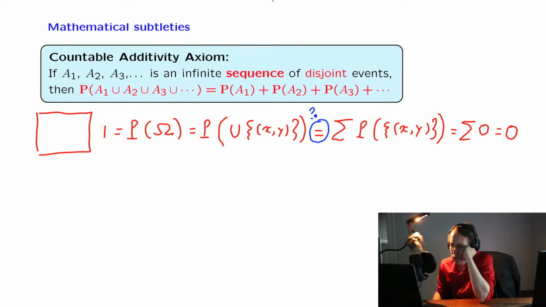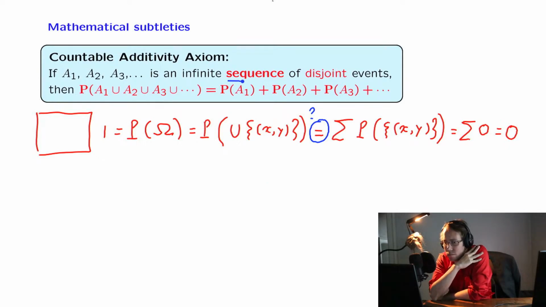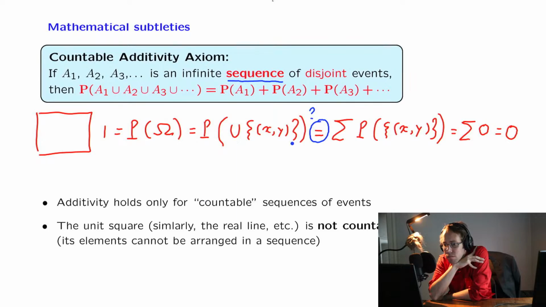You might argue that the unit square is the union of disjoint single element sets, which is the case that we have in additivity axioms, but the additivity axiom only applies when we have a sequence of events. And this is not what we have here. This is not a union of a sequence of single element sets. In fact, there is no way that the elements of the unit square can be arranged in a sequence. The unit square is said to be an uncountable set. This is a deep and fundamental mathematical fact.